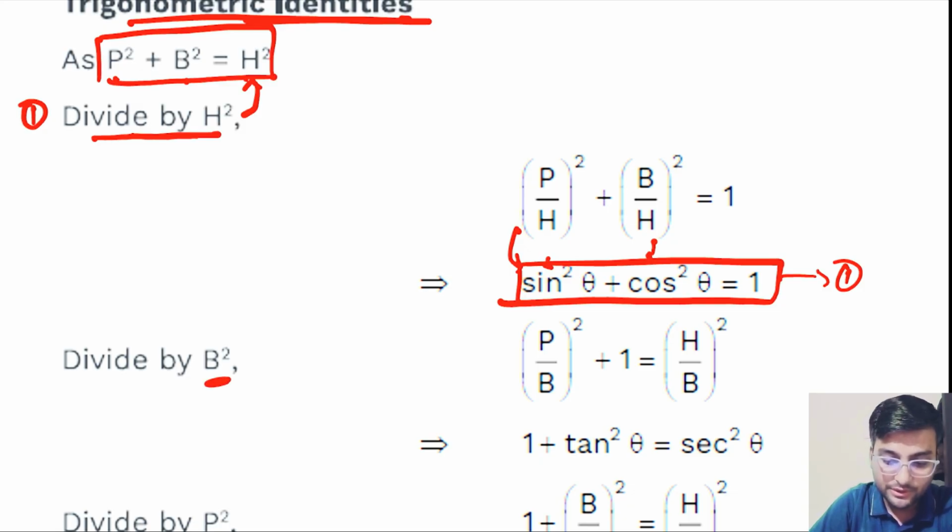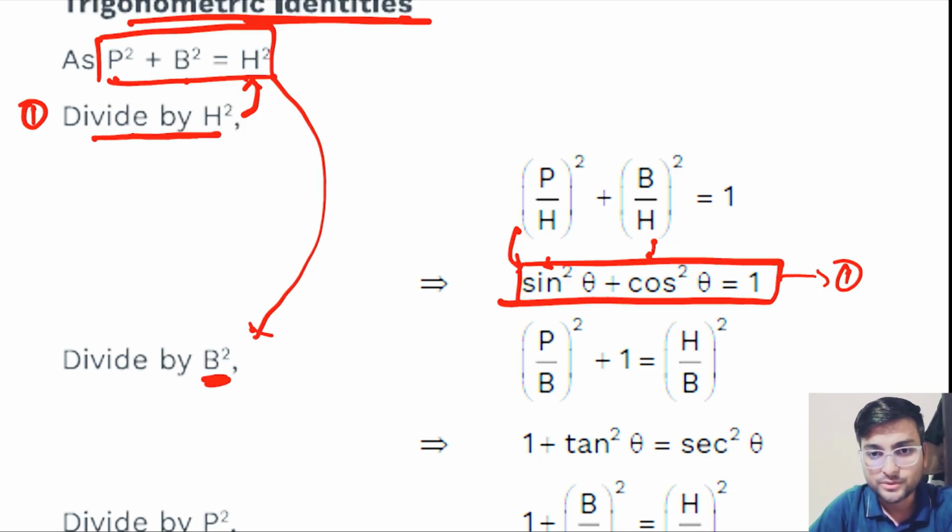Second, in the same equation we are dividing by b square. So in this case we get p square by b square. Meaning, children, if you divide this whole equation, the Pythagoras theorem, by b square, then you get this value. Okay, and then in this case this is 1 plus tan square theta equals sec square theta.